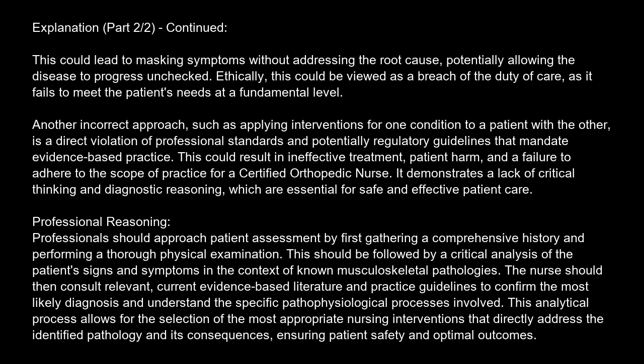patient care. Professional reasoning. Professionals should approach patient assessment by first gathering a comprehensive history and performing a thorough physical examination. This should be followed by a critical analysis of the patient's signs and symptoms in the context of known musculoskeletal pathologies. The nurse should then consult relevant, current evidence-based literature and practice guidelines to confirm the most likely diagnosis and understand the specific pathophysiological processes involved. This analytical process allows for the selection of the most appropriate nursing interventions that directly address the identified pathology and its consequences, ensuring patient safety and optimal outcomes.